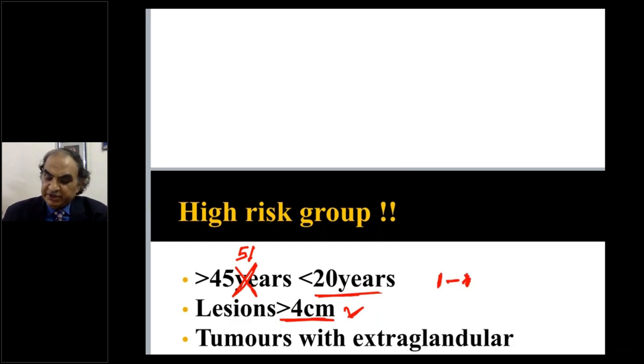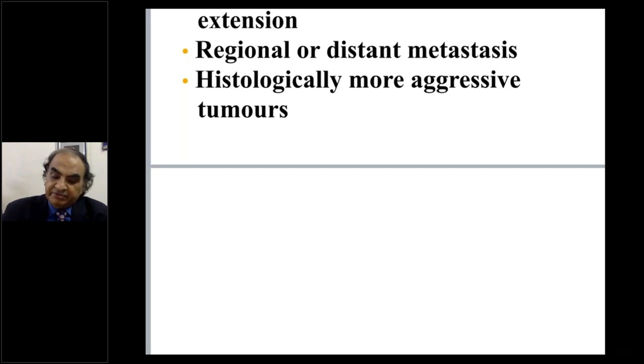And tumors with extra glandular extension, there is a case for doing total thyroidectomy. If there is regional or distant metastasis, we do total thyroidectomy because we can then follow it up with thyroglobulin and also with radioactive iodine treatment if required. And if the histology is more aggressive, it's a high-risk tumor. So these are the factors that indicate high versus low risk.